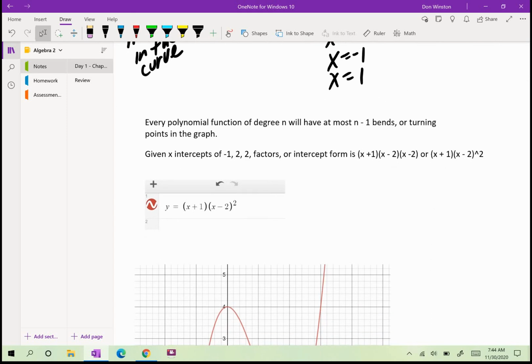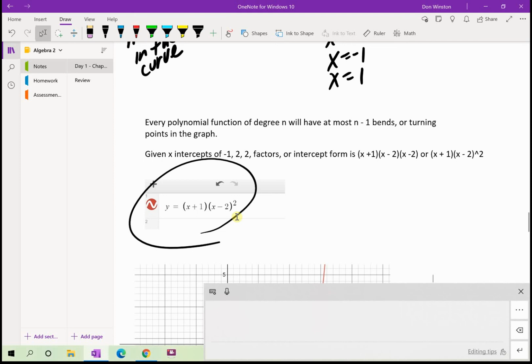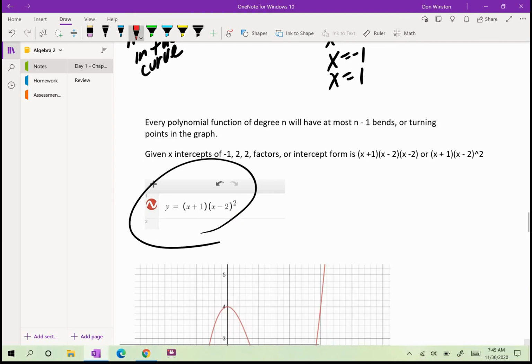So given the x-intercepts of -1, 2, and 2, the factors or the x-intercept form will be x plus 1 times x minus 2 times x minus 2, or x plus 1 times x minus 2 squared. So my polynomial function could be written as y is equal to x plus 1 times x minus 2 squared. That would be a degree 3 polynomial. The degree of the first factor is 1, and the second factor, I have 2 of them, x minus 2, so this would be a degree 3 polynomial.